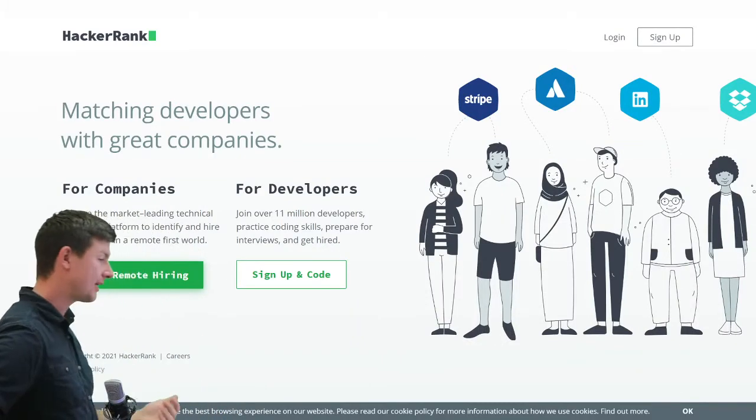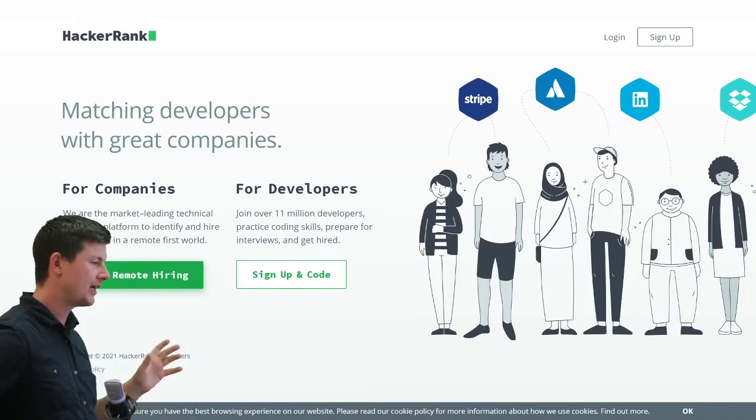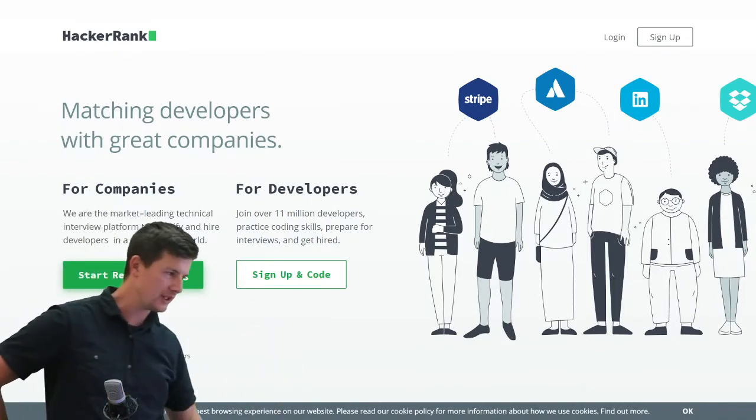Next one, HackerRank, very similar to Edabit. I don't think it's quite as good. Again, the questions are quite advanced, but it's another good one. Free one to sign up for and check out.